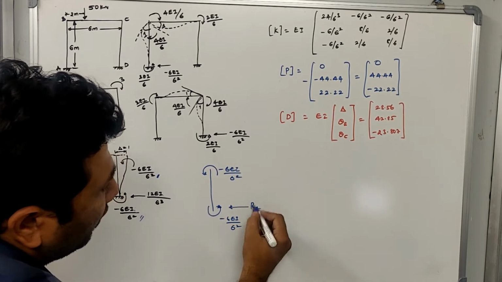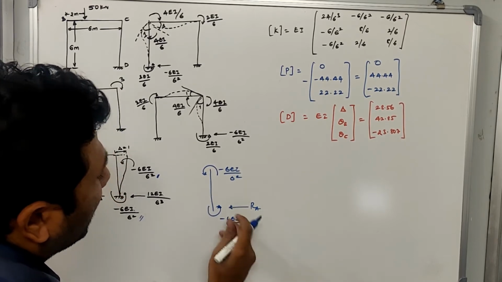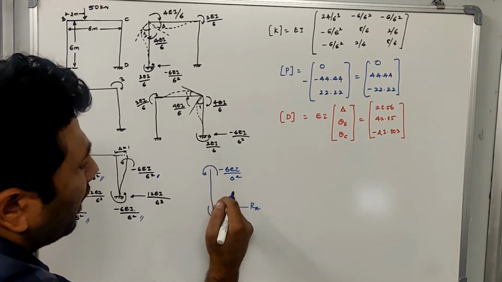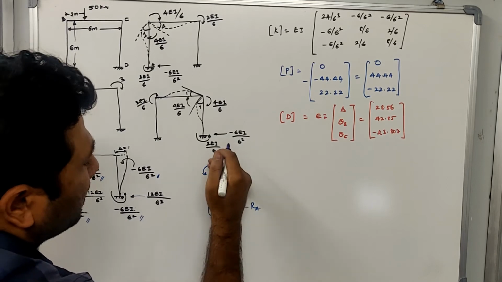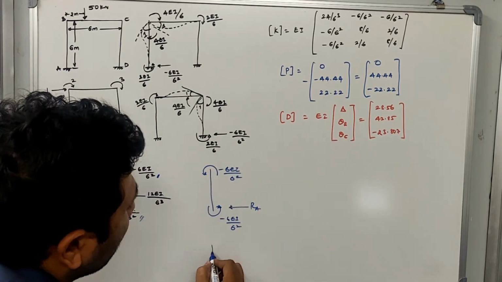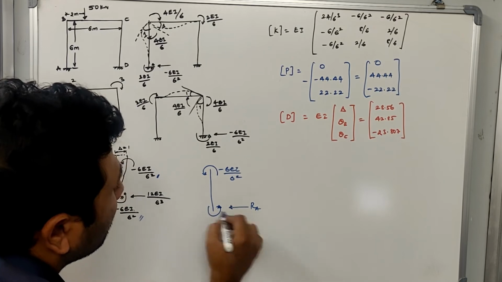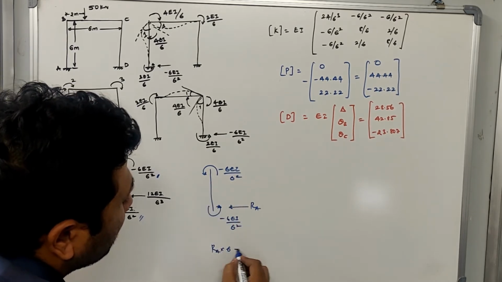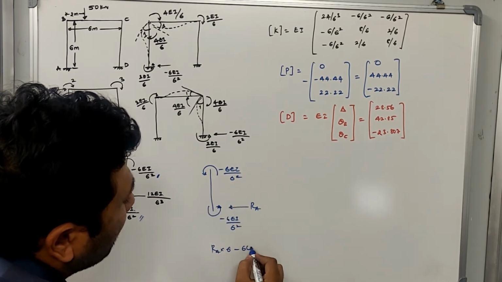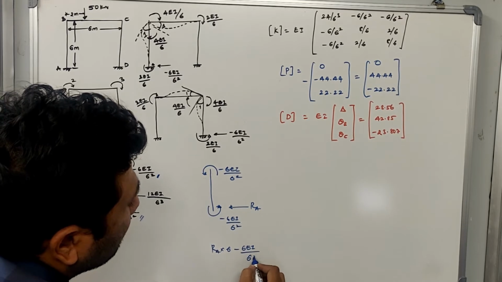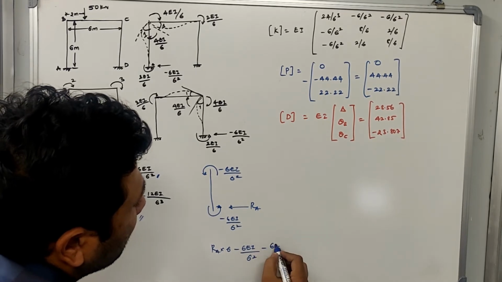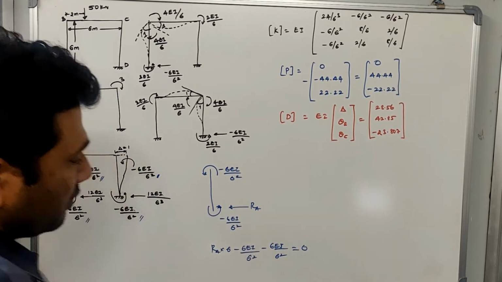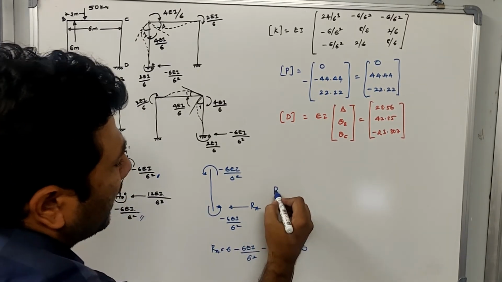Okay, so if I have to calculate how much is the reaction here, what I do is I take the summation at A or B. Let me take the summation at B so that I'll calculate how much is RA. So RA into 6, this is clockwise, minus 6 EI divided by 6 square minus 6 EI divided by 6 square will be equal to 0. Now from this you can calculate how much is RA.